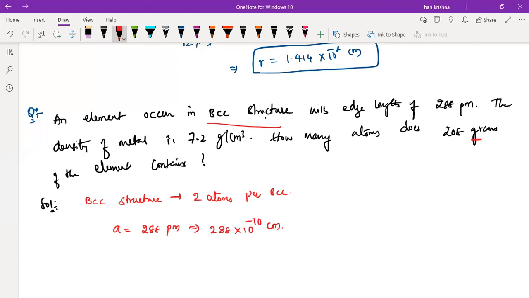Now, if you take the volume of the unit cell, because a is the edge length of the unit cell, right? What is the value? a cube. So already we have the a value, we will find out the volume of the unit cell as 288 into 10 power minus 10, whole cube. So what is the answer for this?